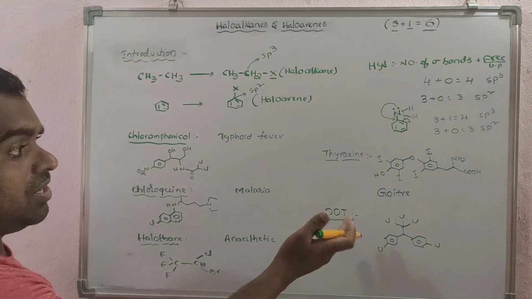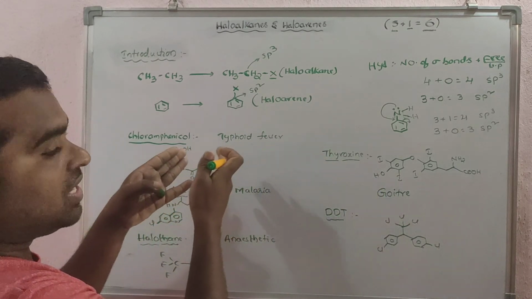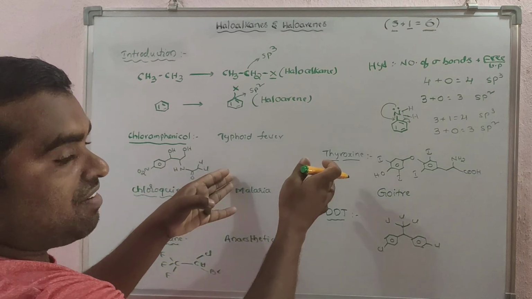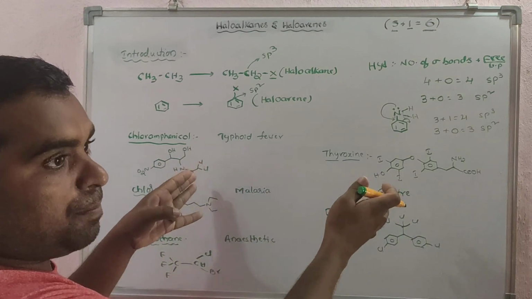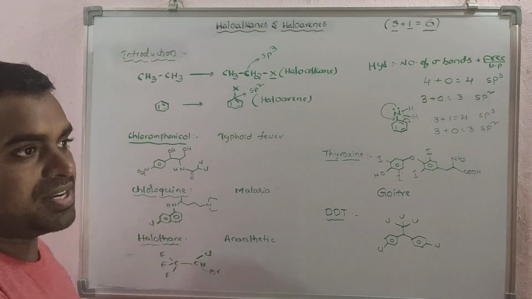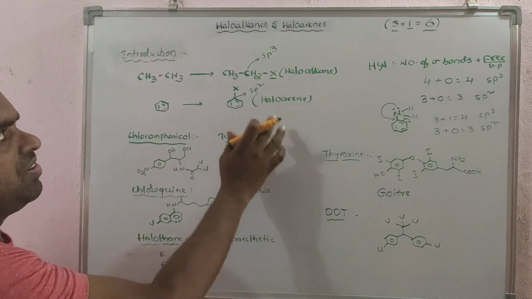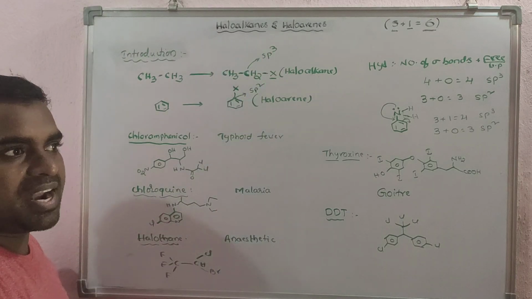If you see these compounds, all of them are halogen containing compounds and have so many applications. So that's why these haloalkanes and haloarenes are very important compounds. So this is the brief discussion about haloalkanes and haloarenes.